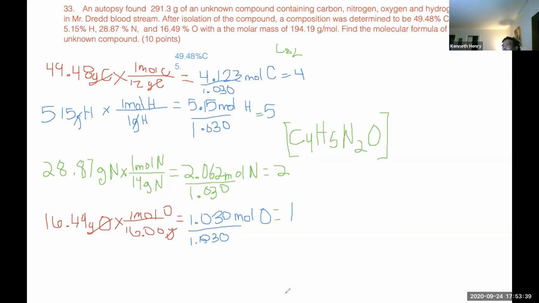Primitivo. So how do I calculate the molar mass? I mean the molecular formula. What is the molecular formula? How does that differ from the empirical formula?